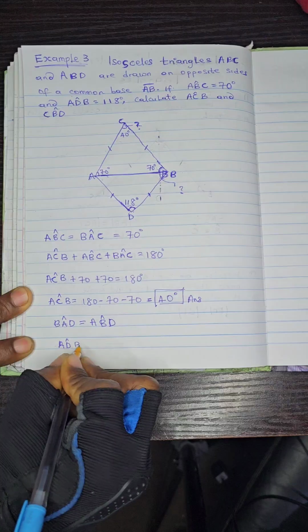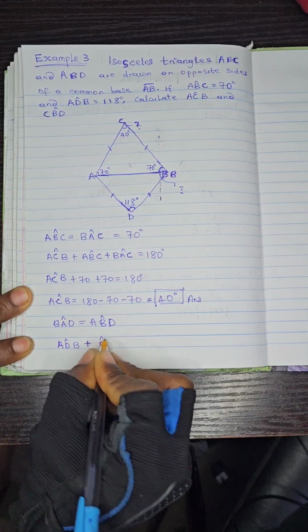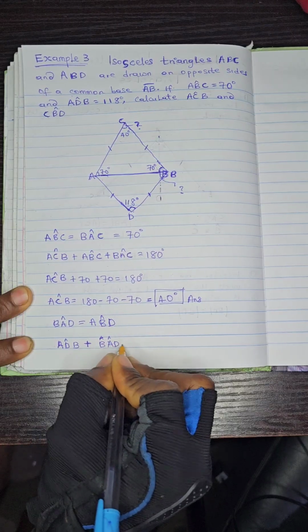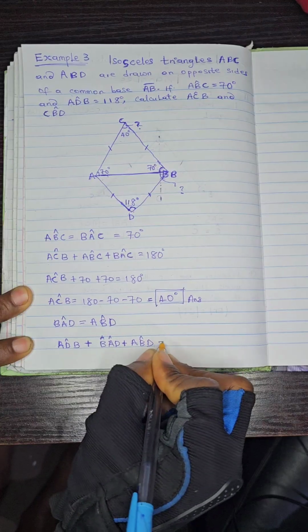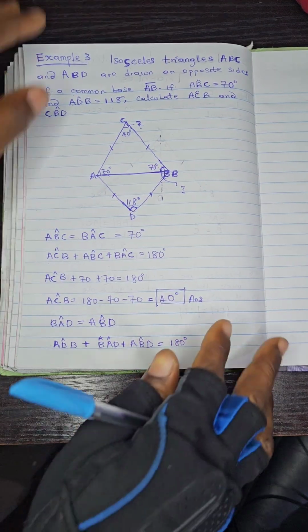I will now say ADB plus BAD plus ABD is equal to what? 180 degrees. So let's continue to the next slide.